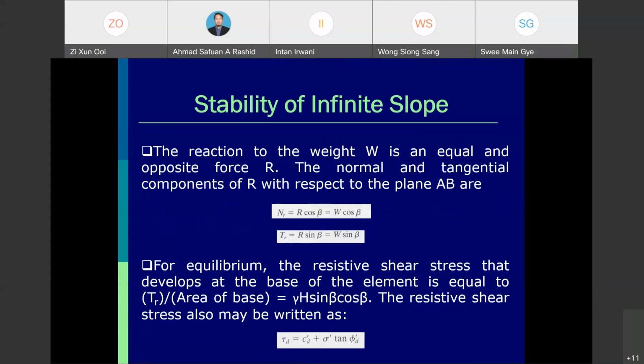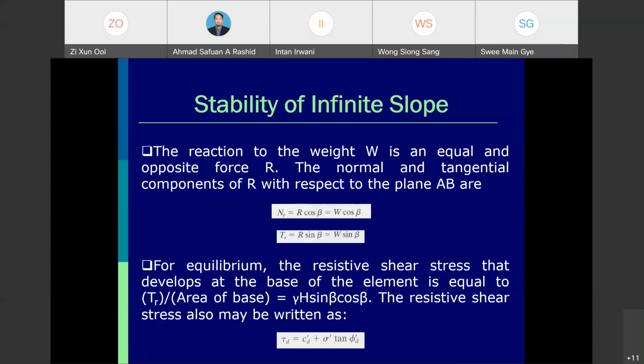So the reaction to the weight W is an equal and opposite force R. The normal and tangential components of R with respect to the plane AB are R cos beta, equal to W cos beta, while TR is equal to R sin beta, or equal to W sin beta. So for equilibrium, the resistive shear stress that develops at the base of the element is equal to TR over the area of the base.